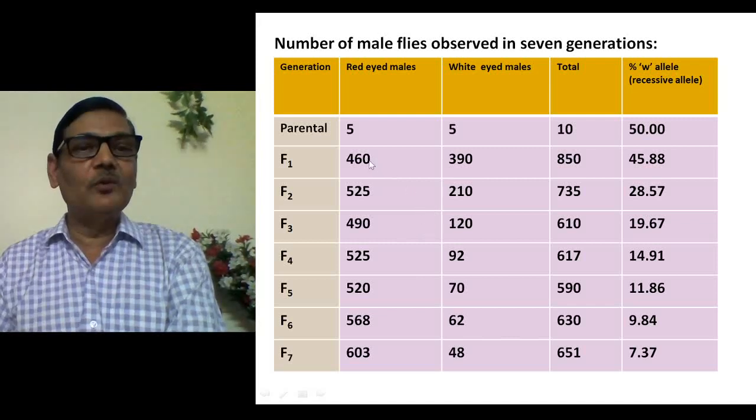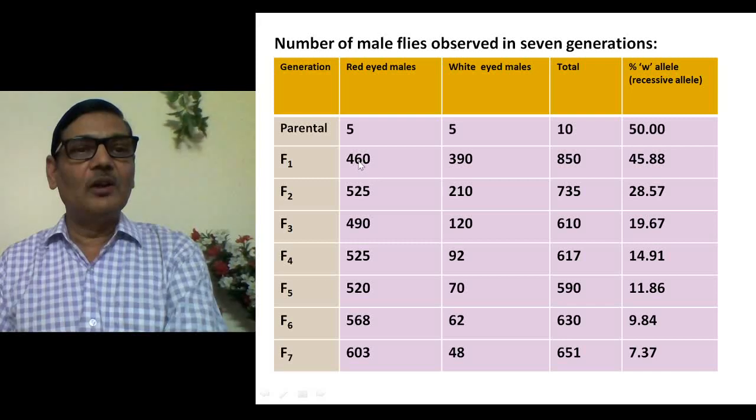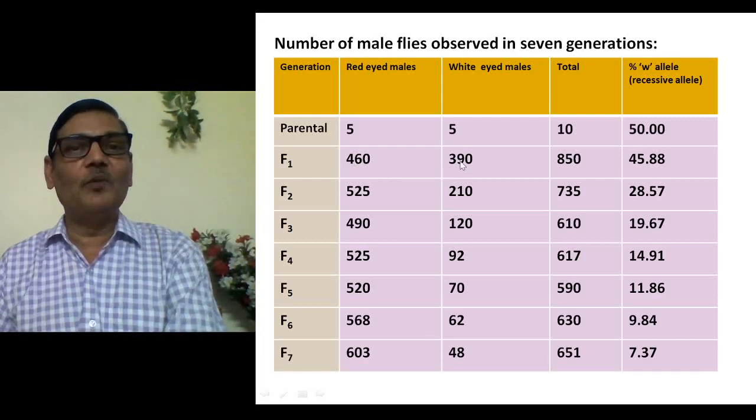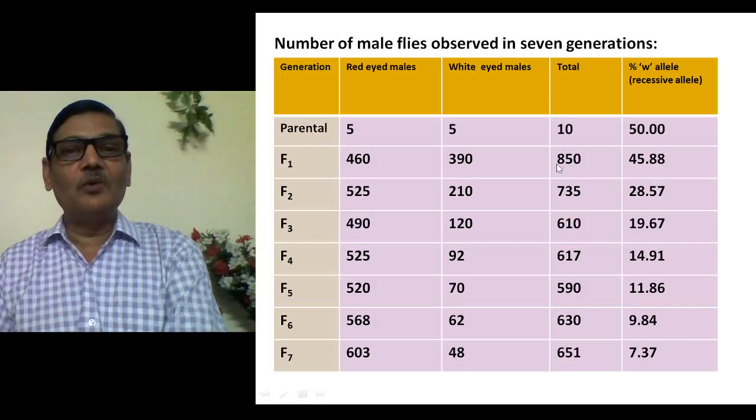Now what we can do is count the number of male individuals of a particular generation. Like in the F1 generation, 460 red-eyed males and 390 white-eyed males are there. So we take the total of these two, and it comes to 850. Out of 850, 390 are mutant types. When we calculate its percentage, it comes to 45.88. So this is the percentage of flies which are white-eyed.